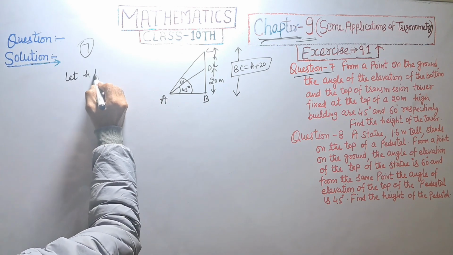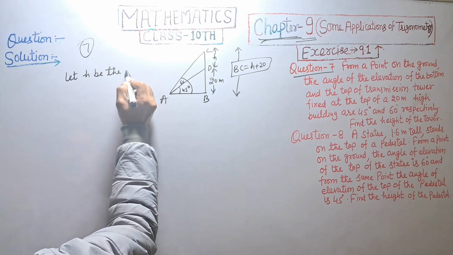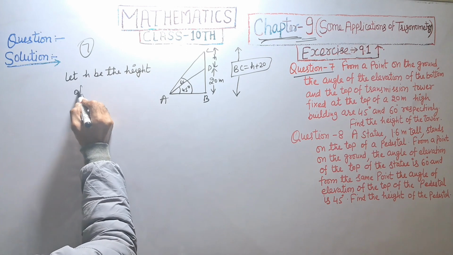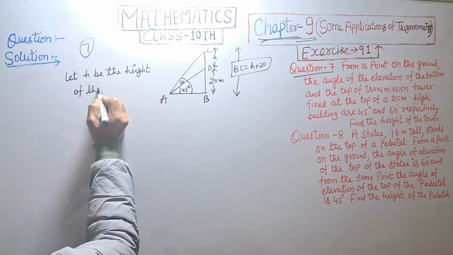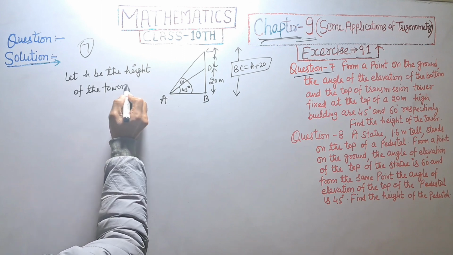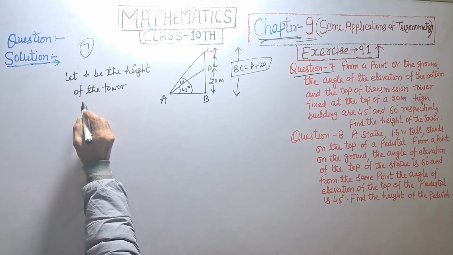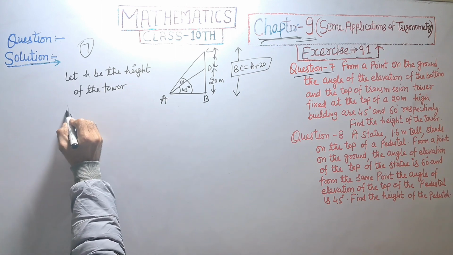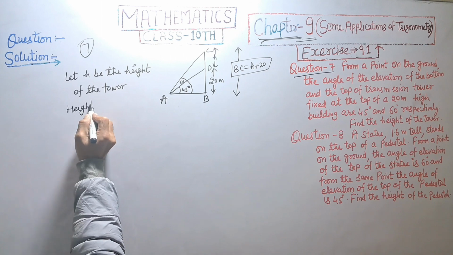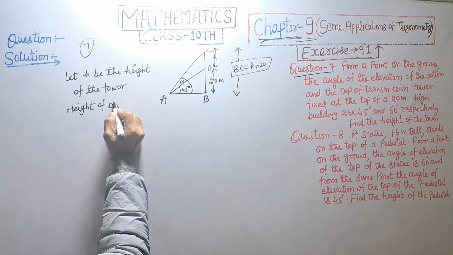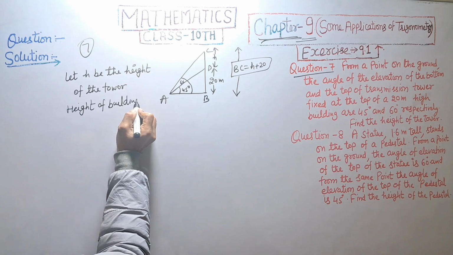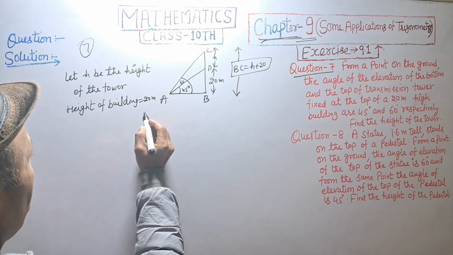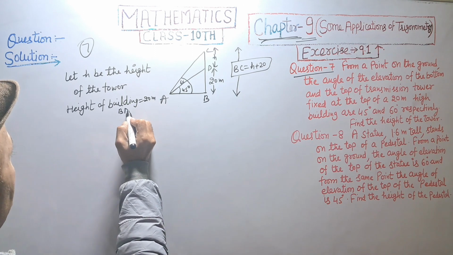Let h be the height of the tower, and the height of the building is equal to 20 meters. That is BD.